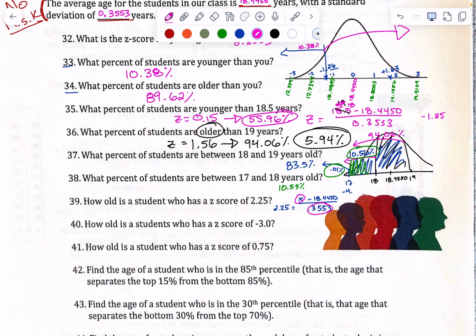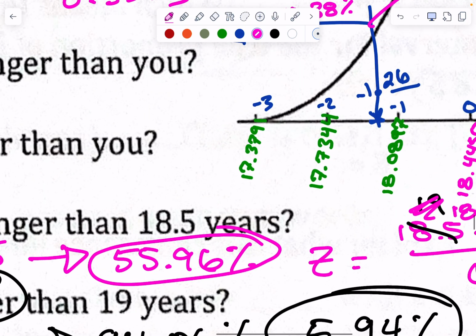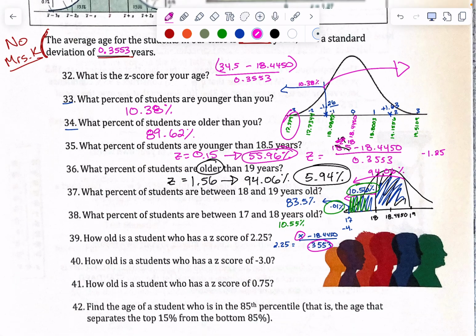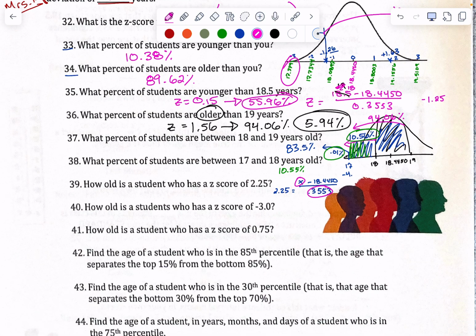We already know it. A z-score of negative 3.17 is on the bell curve. 17.379, right? 19.24? Yep. Wait, which one are we on?